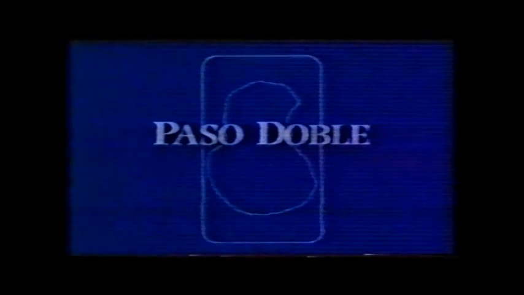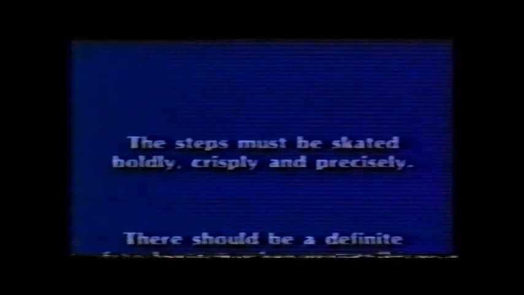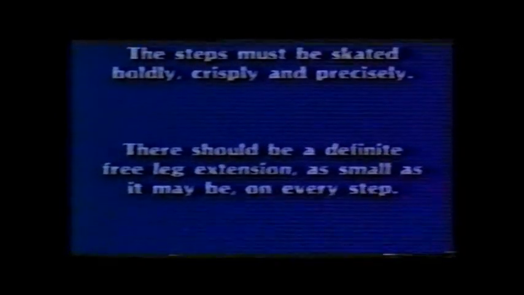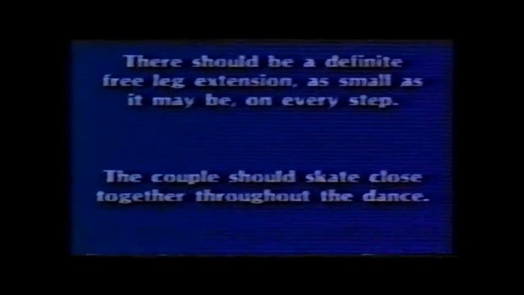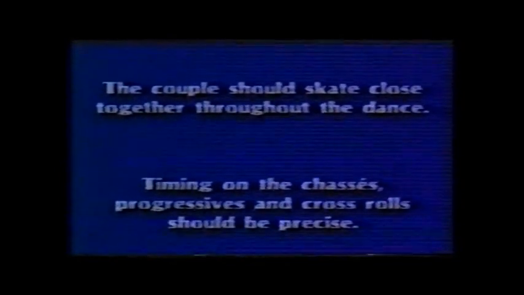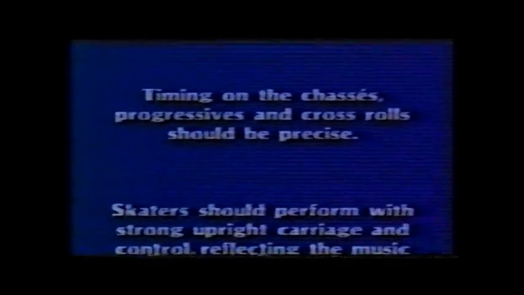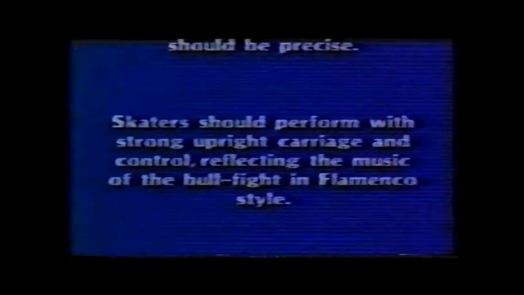Paso doble. The paso doble is an optional pattern dance. The steps must be skated boldly, crisply, and precisely. There should be a definite free leg extension, as small as it may be, on every step. The couple should skate close together throughout the dance. Timing on the chassés, progressives, and cross rolls should be precise. Skaters should perform with strong, upright carriage and control, reflecting the music of the bullfight in flamenco style.